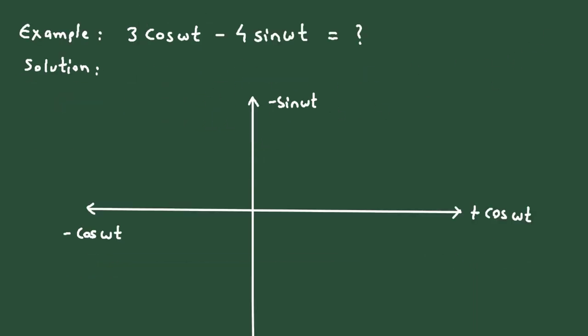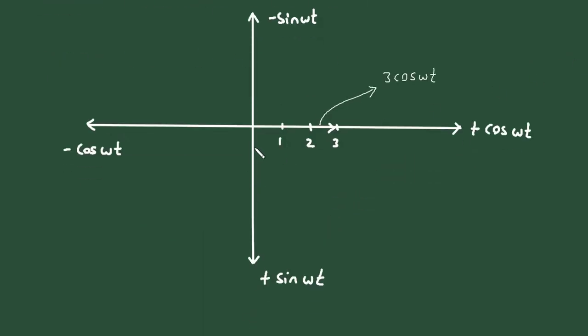So it is positive. So let's say this is 1, 2 and this is 3. So this is 3. Here we can write this is 3 cos omega t. Then minus 4 sine omega t.